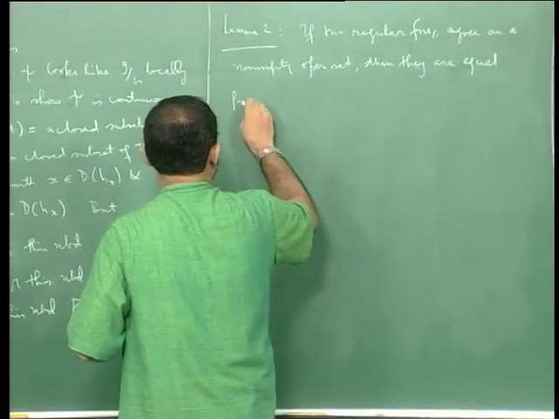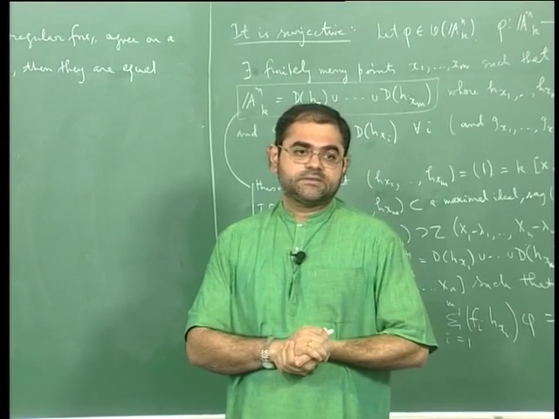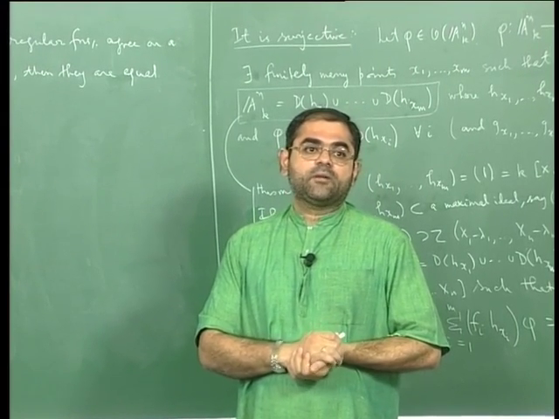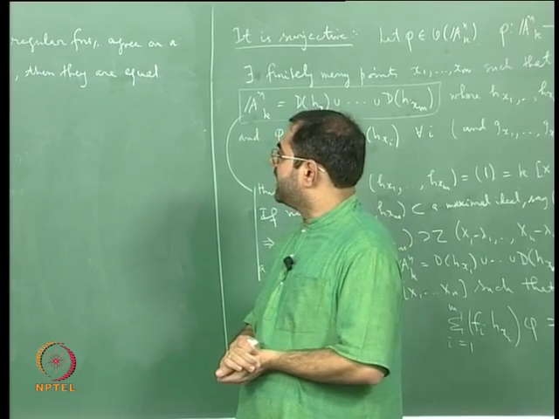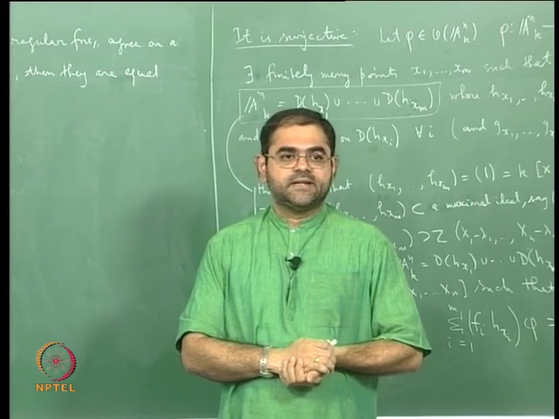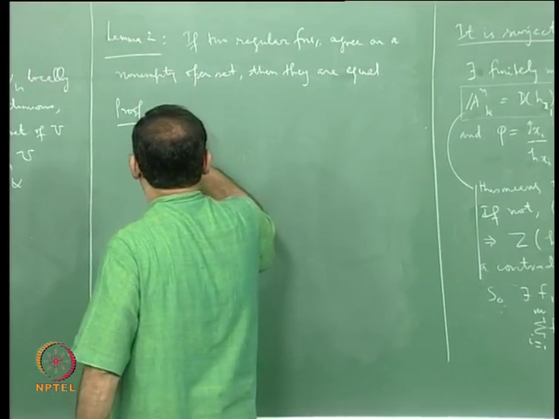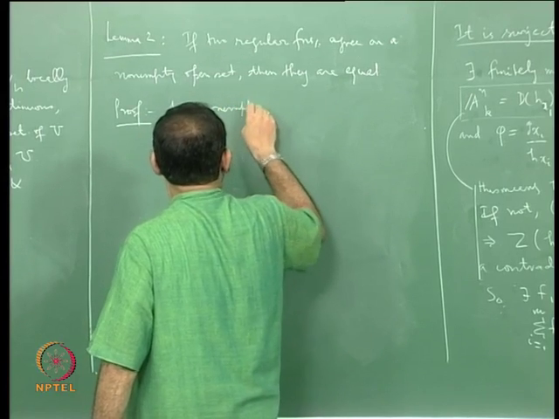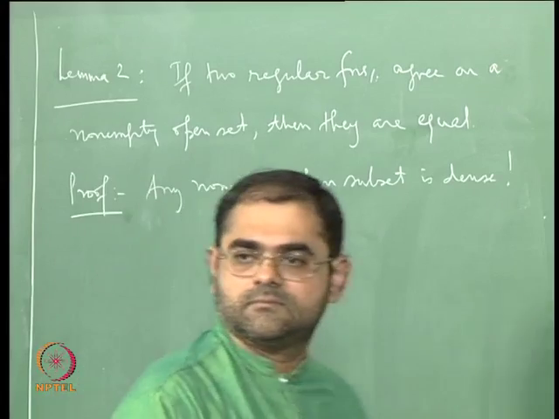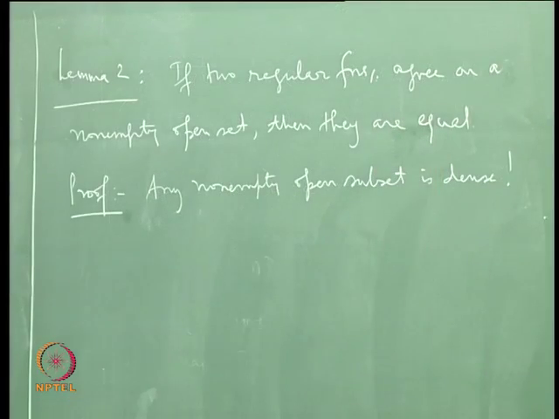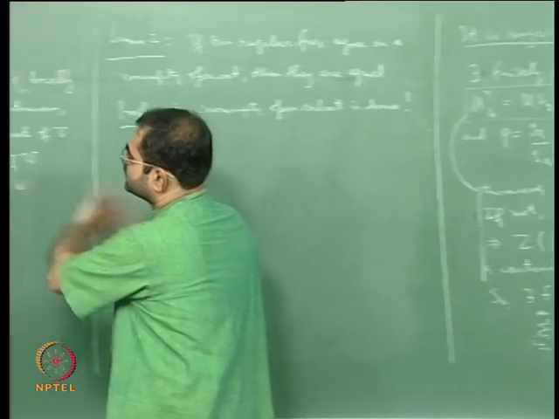Proof is two lines. Proof is trivial. Two functions agree on a non-empty open subset means the difference function is 0 on a non-empty open subset. But any non-empty open subset is dense for the Zariski topology. So you have a continuous function that is 0 on a dense open set, so it has to be 0 everywhere, so it is obvious. So the proof is: any non-empty open subset is dense, and a continuous function which is 0 on a dense open subset has to be 0 everywhere. Simple topology. So if you apply these two lemmas, I need this lemma.